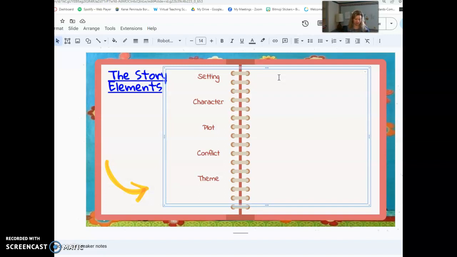So setting is the place and time a story takes place in, like where and when the story happens, but it also is anything in the background of a story.